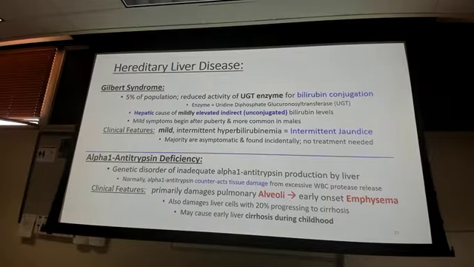Alpha-1 antitrypsin deficiency. We talked about this already with the emphysema. Remember that? If you don't have this enzyme, it can cause emphysema in young individuals. It can also cause liver damage and liver inflammation, which can lead to liver cirrhosis as well. So a deficiency in that can cause emphysema and liver cirrhosis and damage.